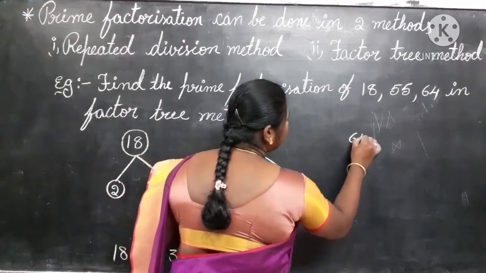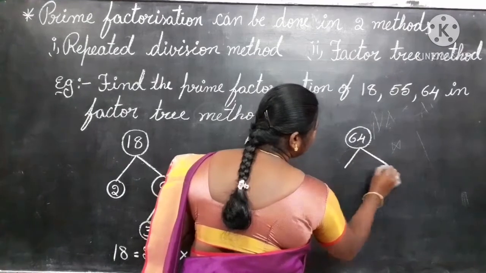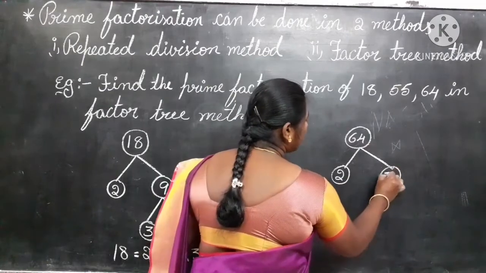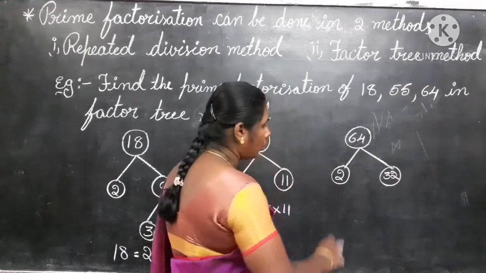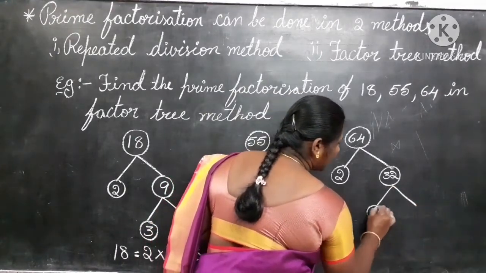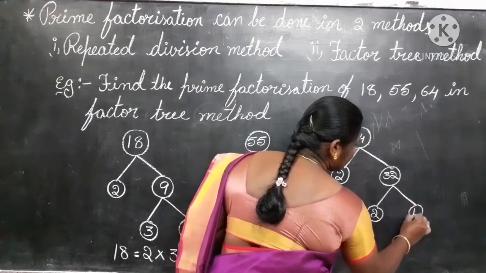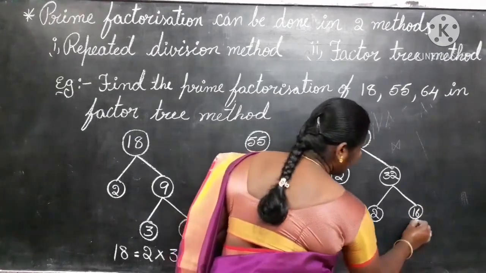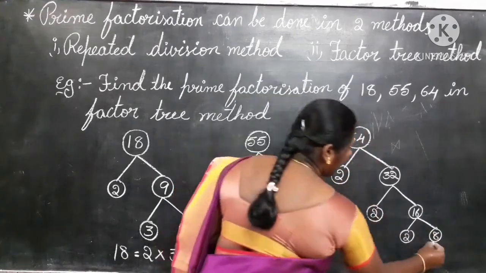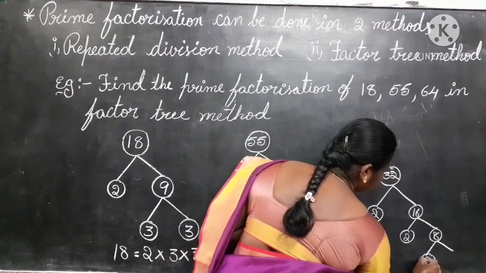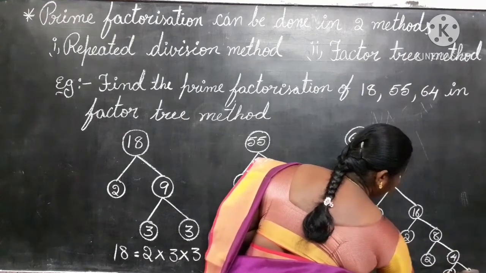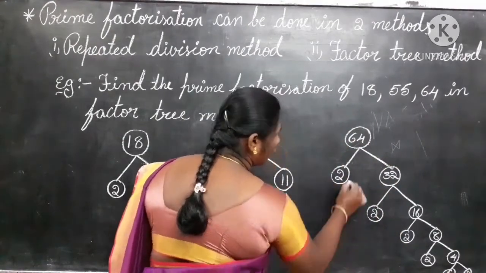Next one, 64. 64, how we express it? 2 table it will come, yes. 2 3s are 6, 2 2s are 4. 2 32, 64. 2 is a prime number, we can't express. Again 32. 32 is a composite number, we can express. How? 2 16s, 32. Again 16. 2 8s are 16. Again 8. 2 4s are 8. Again 4. 2 2s are 4.